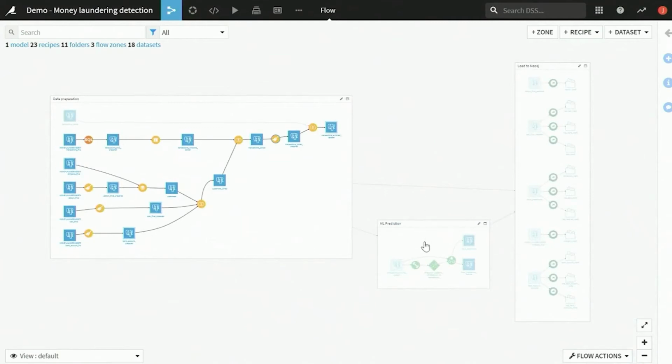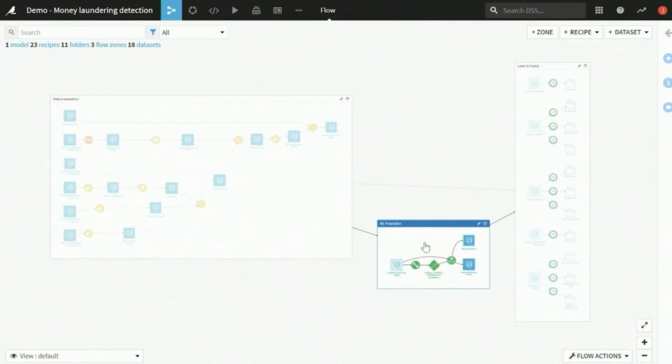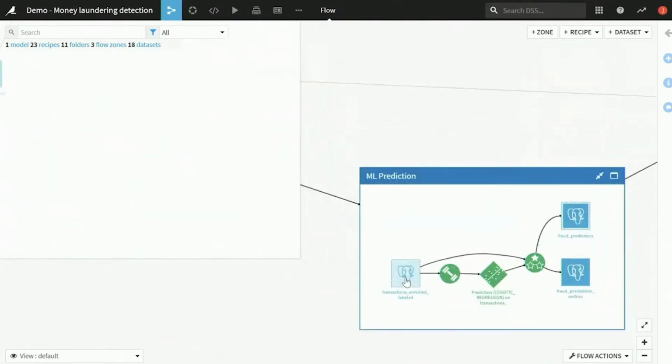So here we have another zone dedicated to machine learning. It takes as an input that transaction file or table that we have built together, and we are going to build a model, then apply that model to the file, and ultimately we put a bunch of predictions. So now let's look into that more specifically.